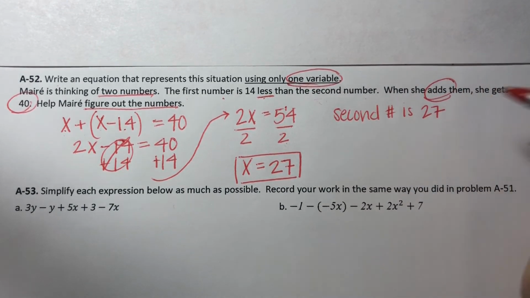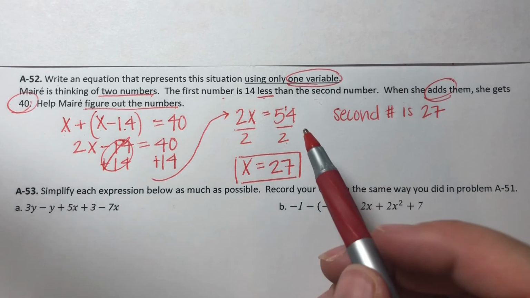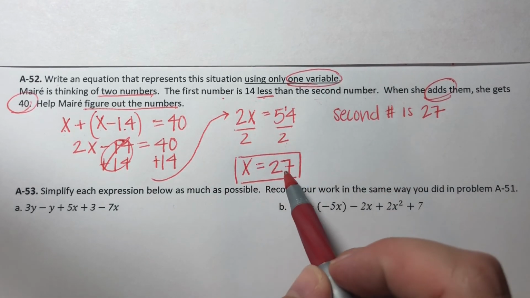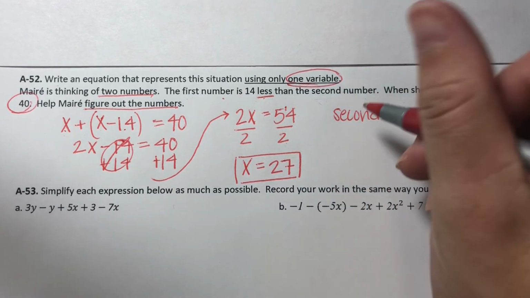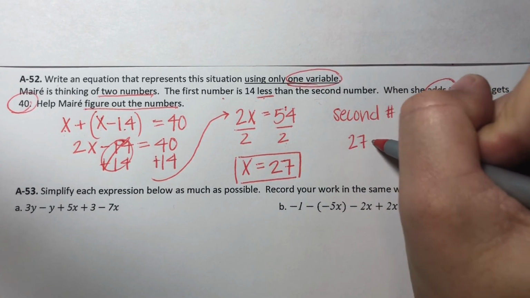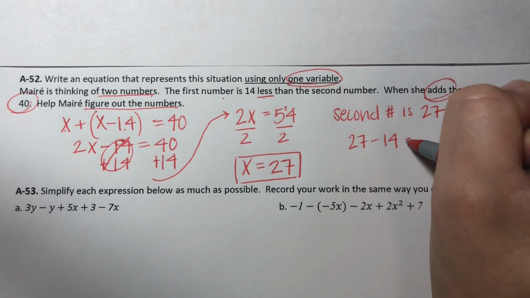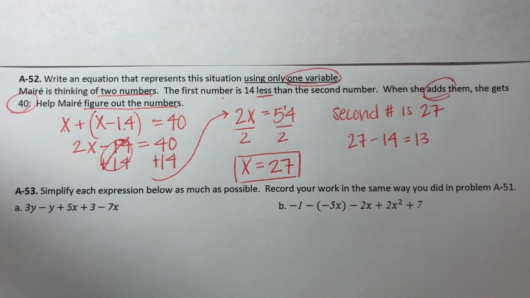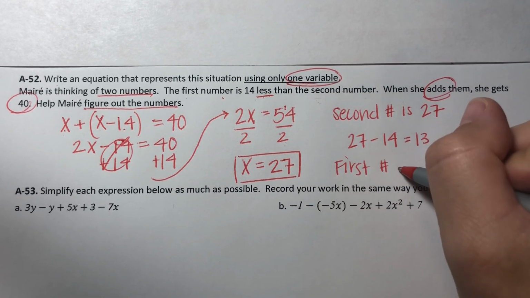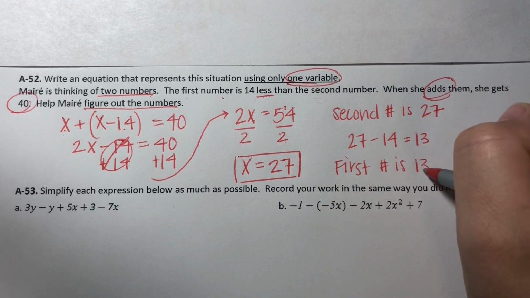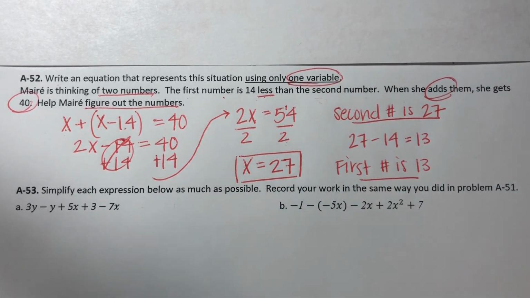is 27. But in order to get our first number, we have to subtract 14 from this 27. So if we do 27 minus 14, that gives us 13. So then we can say that the first number is 13. And now we're done with that one.